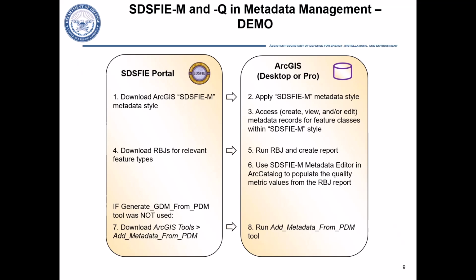inserted. We will examine the metrics in the DCS and select two dealing with dataset completeness, and then run the RBJs to obtain a report containing the values for those metrics. Finally, we will add and populate the report fields in the quality section with the RBJ output. The metadata for the Marine Corps demo datasets already contain the detailed entity and attribute information, so downloading and running the Add Metadata from PDM tool, steps 7 and 8, will not be demonstrated.